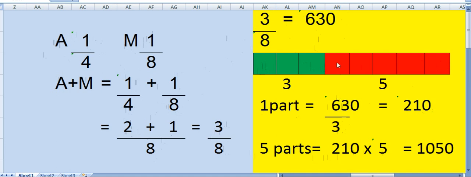1 part is 210 and these are 5 parts which he has spent on chikoos. So 210 multiplied by 5 is 1050. You do these multiplications and divisions yourself. I have told and explained in my earlier videos. That's why I am skipping it now. So the final answer is 1050, which he has spent on chikoos.